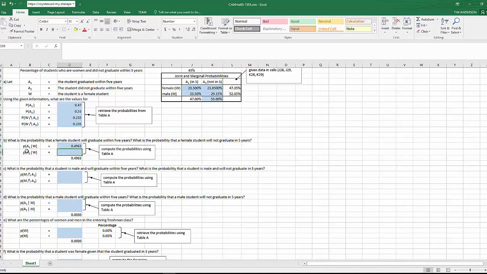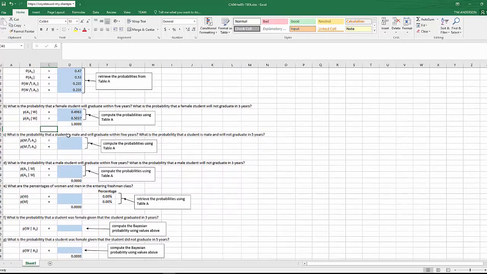So the probability of event A1, which is graduating within 5 years, given they're women, is simply taking the probability that they're female in the event divided by the total percentage of females out of the population. So 0.4963. We want to do the same thing. What's the probability for event A2? Equals the 23.85 divided by the total percentage of the women out of the population. And notice how it equals 1. So they either graduated within 5 years or they did not graduate within 5 years.